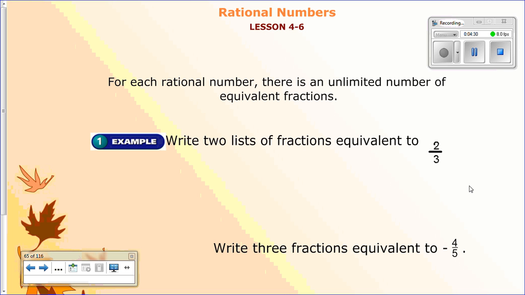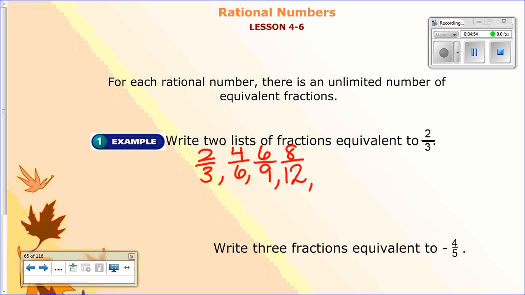We can start with 2/3. This is 2/3 times 1. If I multiply it by 2, 2 times 2 is 4, 3 times 2 is 6. I could multiply it by 3. 2 times 3 is 6, 3 times 3 is 9. I could multiply it by 4. 2 times 4 is 8, 3 times 4 is 12.